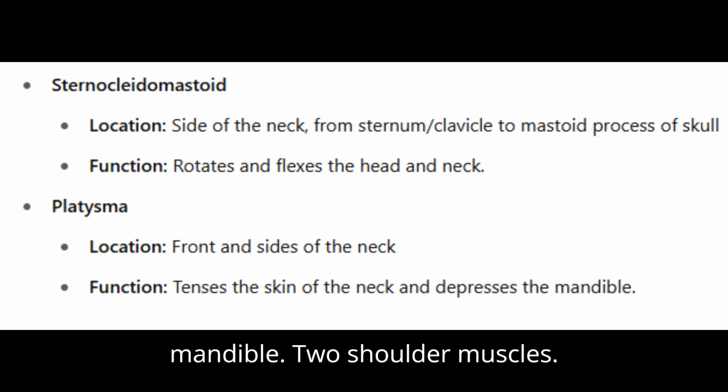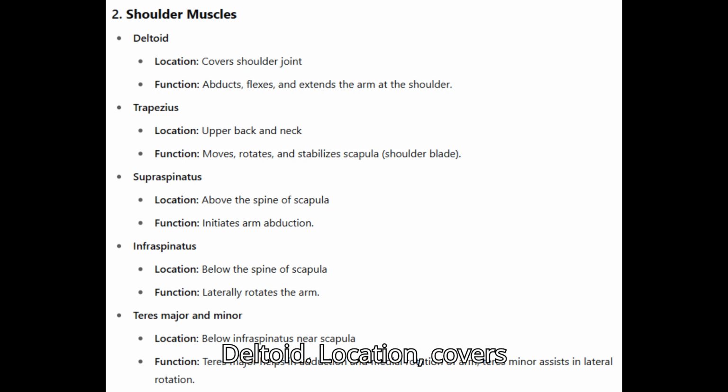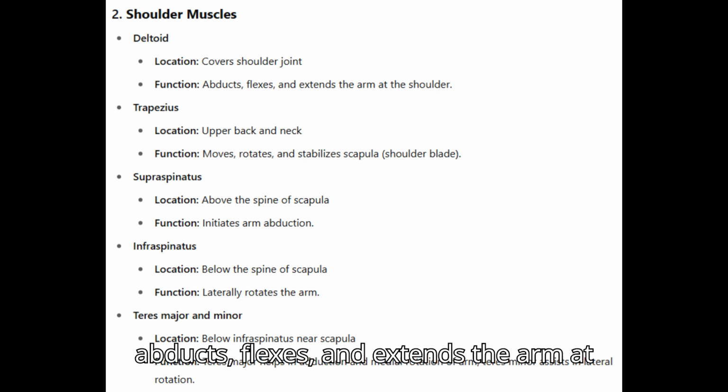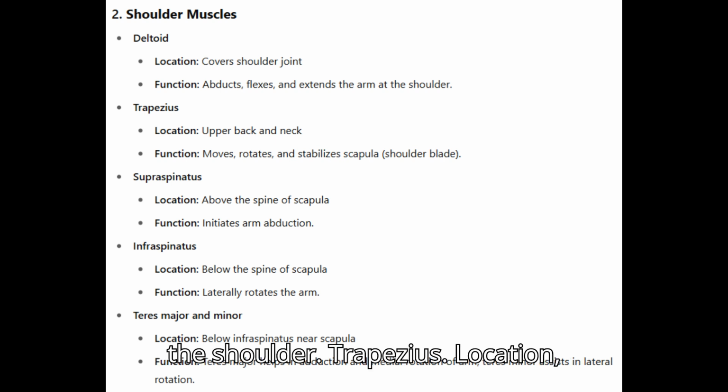2. Shoulder muscles. Deltoid. Location. Covers shoulder joint. Function. Abducts, flexes, and extends the arm at the shoulder. Trapezius. Location. Upper back and neck. Function. Moves, rotates, and stabilizes scapula, shoulder blade. Supraspinatus. Location. Above the spine of scapula.